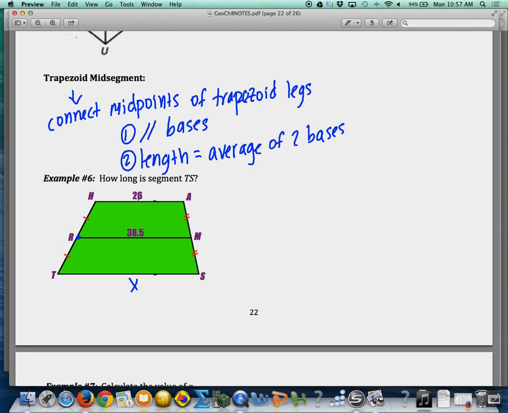38.5 is our midsegment. It connects two midpoints. So the midsegment equals, so I get 38.5 equals the average of the bases. So average is going to be add them up, divide by 2. So 26 plus X divided by 2. How am I going to solve this?